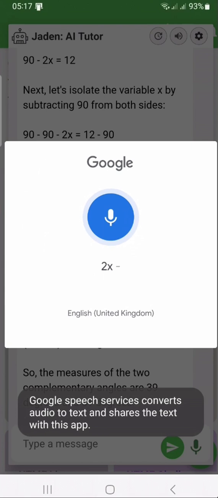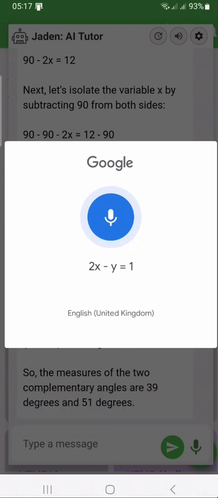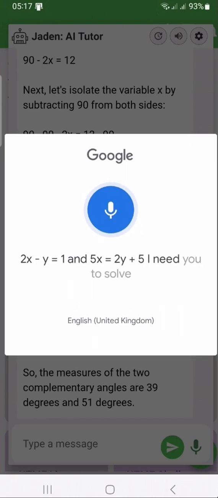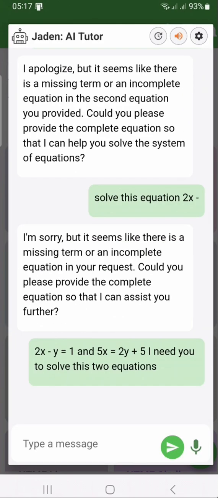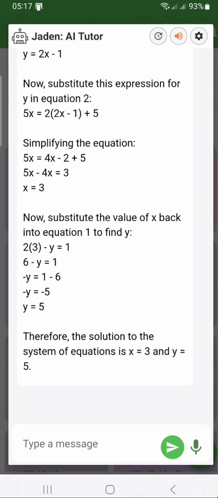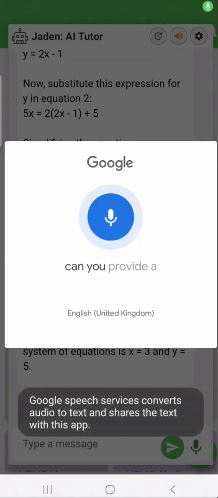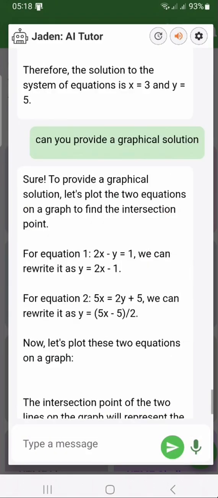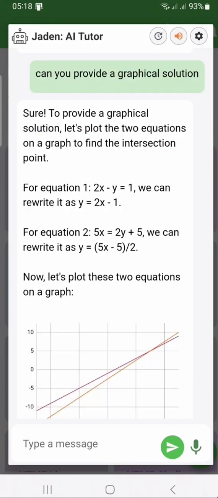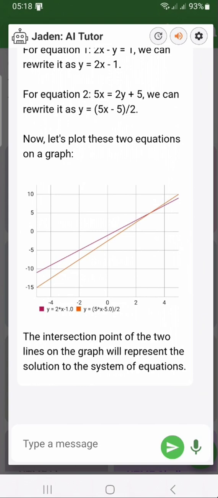2x minus y equals 1 and 5x equals 2y plus 5. I need you to solve these 2 equations. To solve the system of equations, 1: 2x minus y equals 1, 2: 5x equals 2y plus 5. Can you provide a graphical solution? Sure. To provide a graphical solution, let's plot the 2 equations on a graph to find the intersection point. For equation 1, 2x minus y equals 1, we can rewrite it as y equals 2x minus 1.